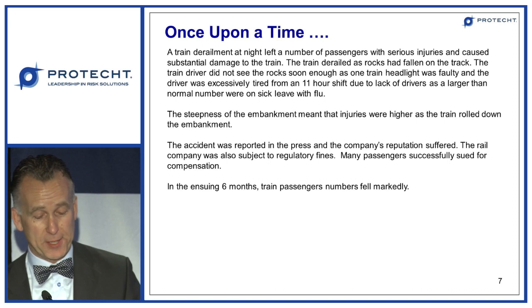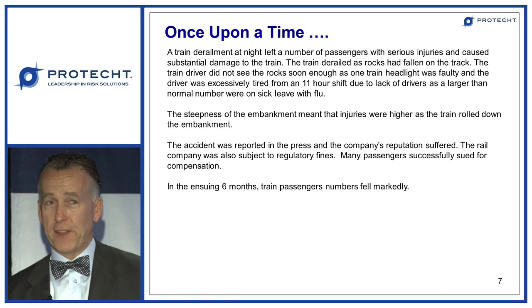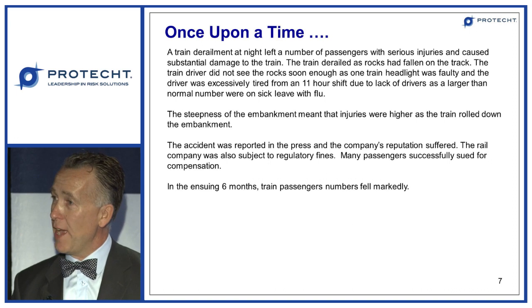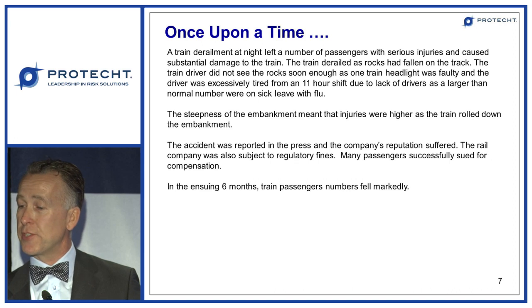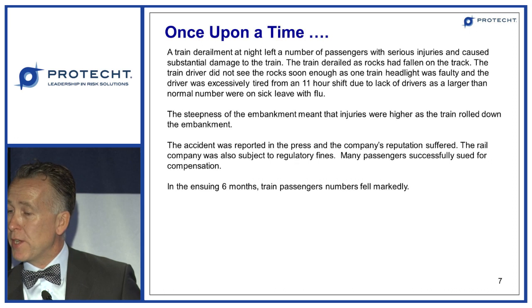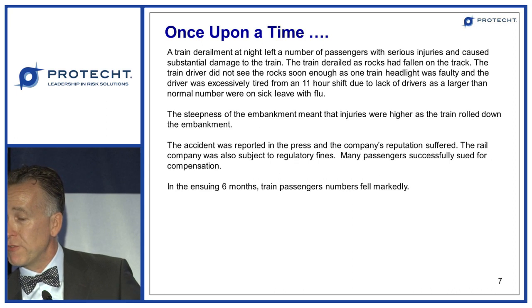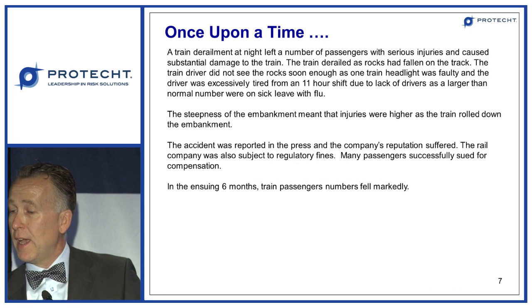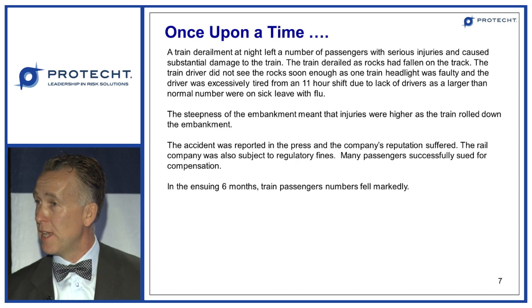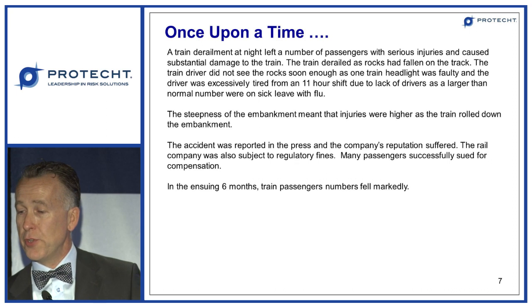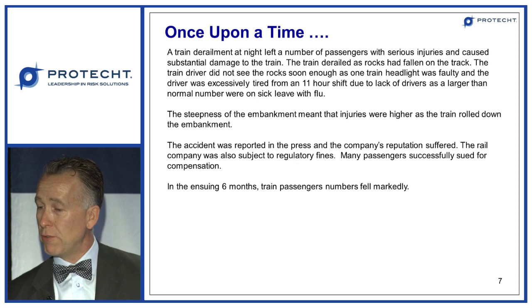And you can read it as well. This is just a fictitious story of a train derailment at night, which left a number of passengers with serious injuries and caused substantial damage to the train. The train derailed because of rocks that had fallen on the track. The train driver did not see the rocks, as one train headlight was faulty and the driver was excessively tired from an 11-hour shift due to lack of drivers, as a larger number than normal of people were sick with the flu. The steepness of the embankment meant that the injuries were higher as the train rolled down the embankment.